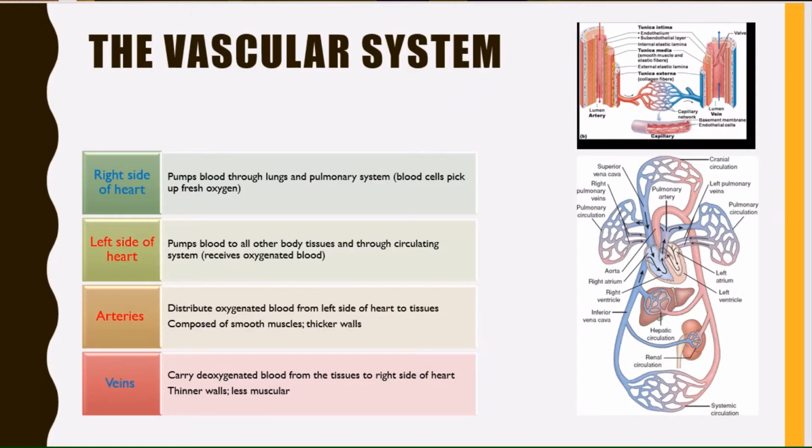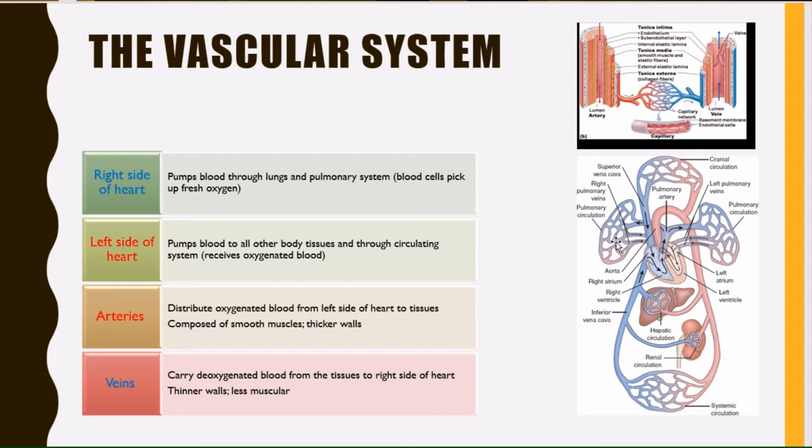Next is about the vascular system. This is again just an overview of the right side of the heart, left side of the heart, what the arteries do and what the veins do. So the right side of the heart pumps blood through the lungs and pulmonary system. The blood goes through the pulmonary artery into the lungs, and this is the deoxygenated blood.